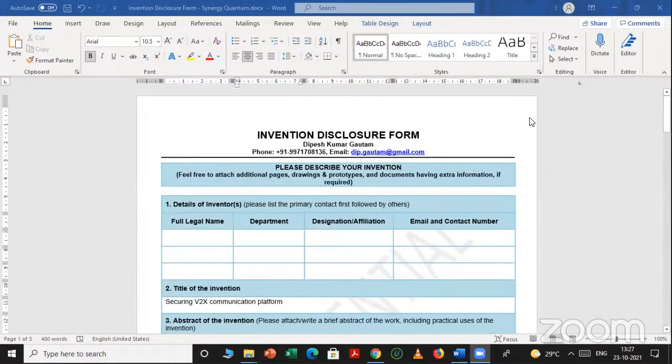Hello, everyone. This is Dipesh Kumar Gautam, and today's session is related to the topic Invention Disclosure Form. In short form, it is known as IDF. I'm a little bit under the weather, so maybe this entire presentation will be disturbed by my occasional coughing.